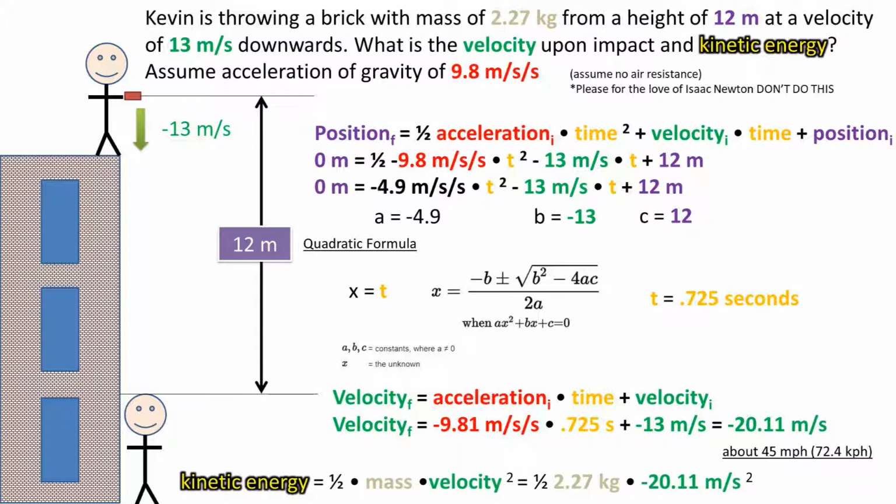Now to get the kinetic energy, we can use the formula kinetic energy equals 1/2 mass times velocity squared, and plug in our values we found. We get 459 joules of kinetic energy this brick has right before it hits.